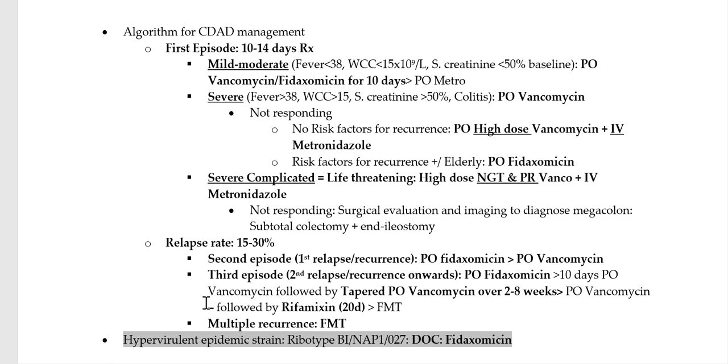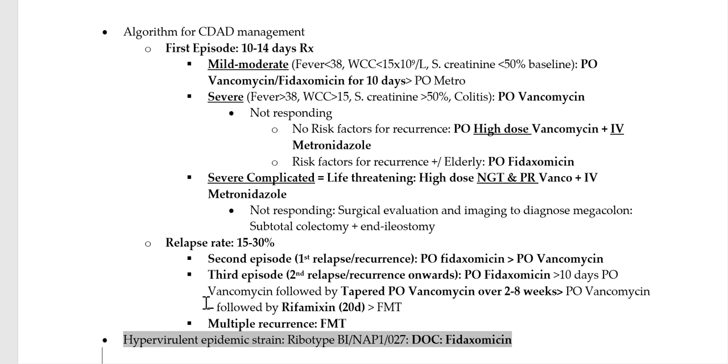First, decide whether it is a first episode or a relapsed condition. If it is a first episode, keep in mind that you have to give 10 to 14 days of treatment. If the condition is mild to moderate, that means fever is less than 38, WBC count is less than 15 x 10^9 per liter, serum creatinine is less than 50% above baseline, then you can consider it a mild to moderate first episode. So, oral vancomycin or fidaxomicin can be given for 10 days. It is more preferable than oral metronidazole.